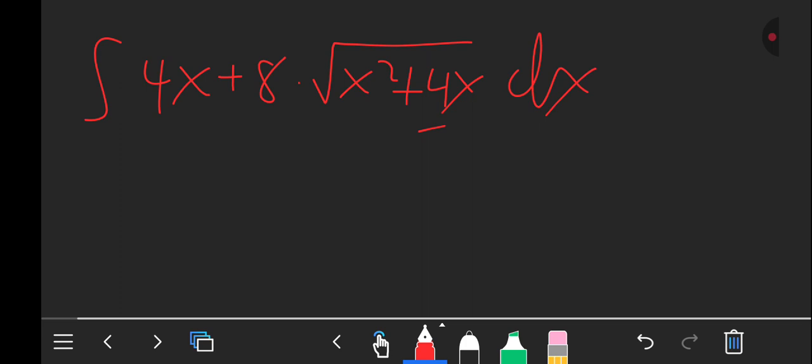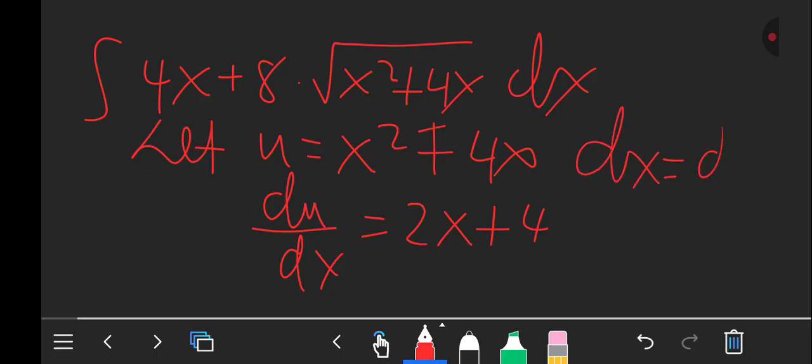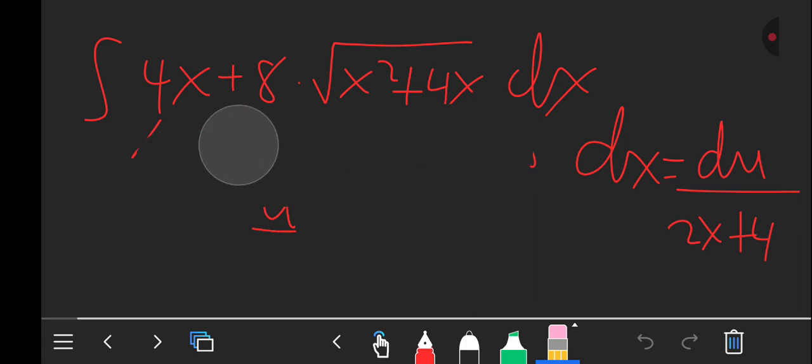We'll substitute it with u. So I'm going to say let u be equal to x squared plus 4x. Then we can find du over dx. So this will be 2x plus 4. After we find this, we can make dx the subject. So dx will be equal to du over 2x plus 4. Then we can now do the substitution.